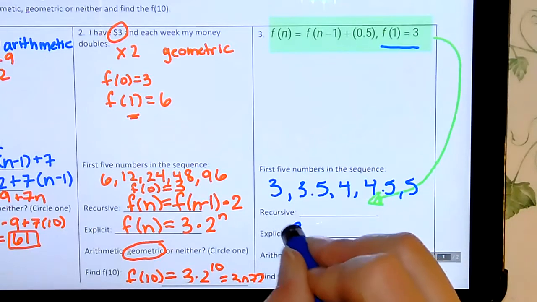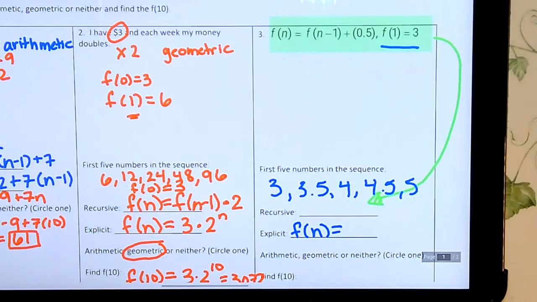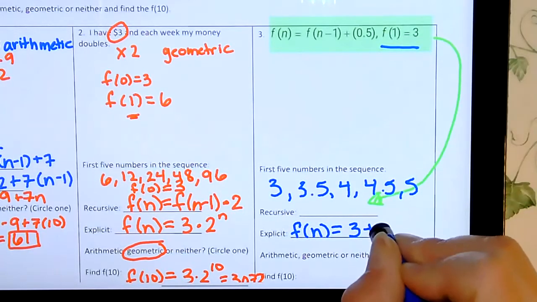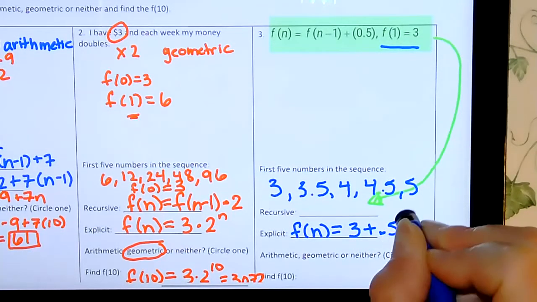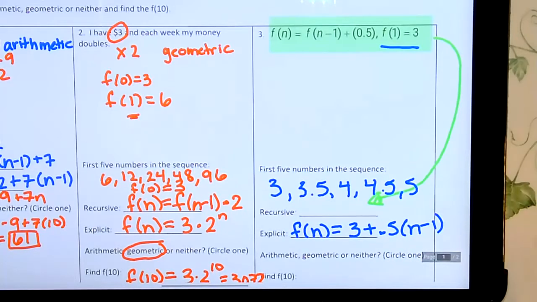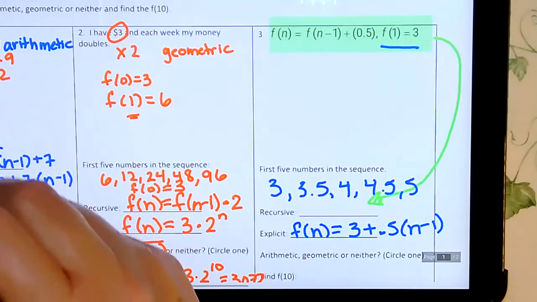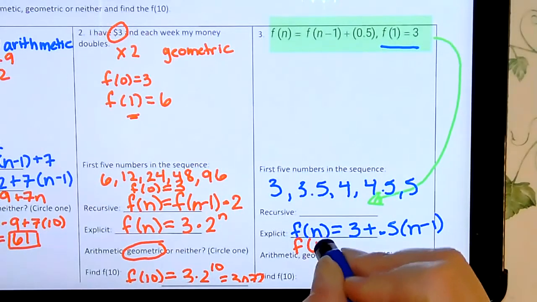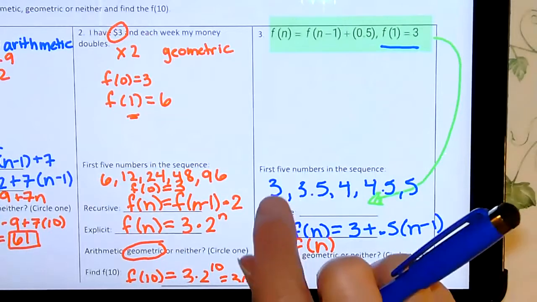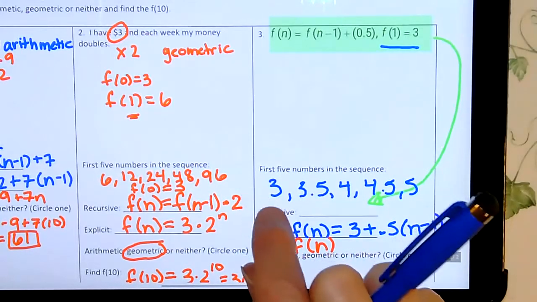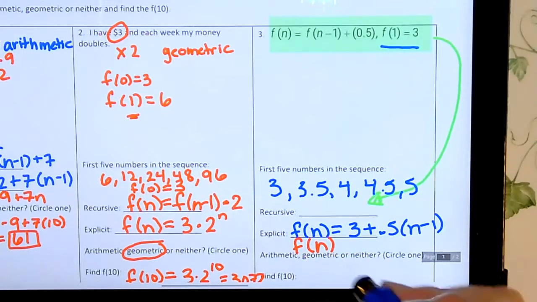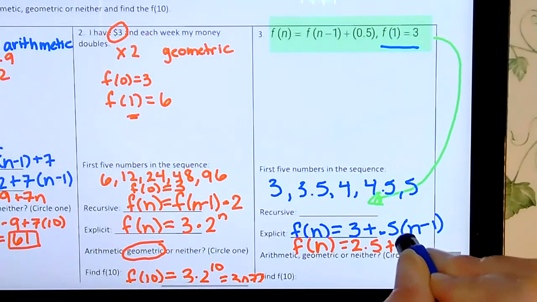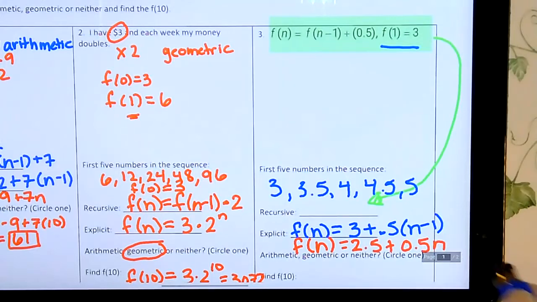My explicit formula, f of n is equal to, and I'm going to write this in 2 forms. If I'm starting with my f of 1, 3, I am adding 0.5 times n minus 1, because I am starting with my first. Now, if I want to go backwards and start with my 0, so if this was my 1, going backwards I would have subtracted 0.5 and I would have had 2.5. So I could have started with 2.5, which is my 0. I'm adding 0.5 times n.